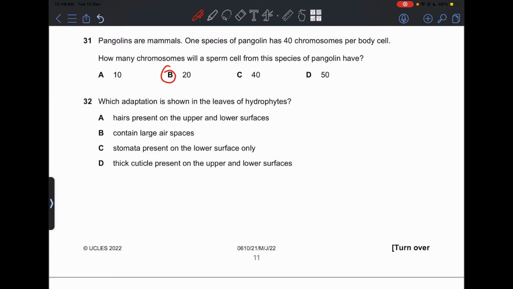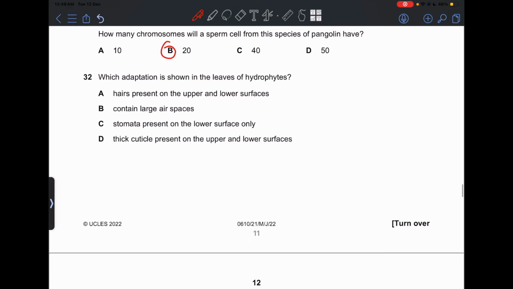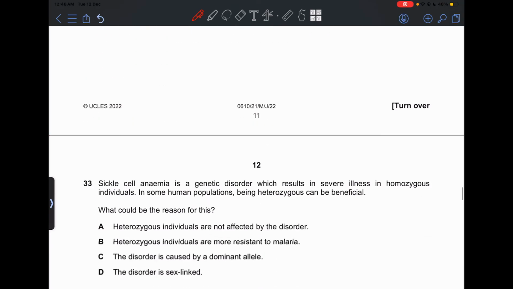32. Which adaptation is shown in the leaves of hydrophytes? A says hairs present on upper and lower surfaces. This is actually not an adaptation of hydrophytes. B says contains large air spaces. This is a correct statement. We all know that they have large air spaces so that they can prevent the plant from sinking in the water. So our answer is going to be B.